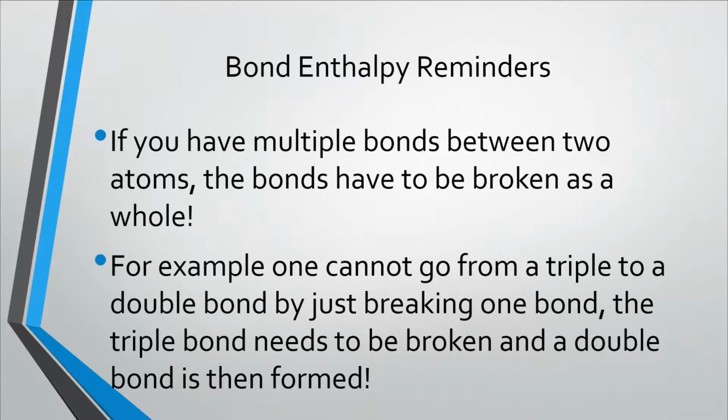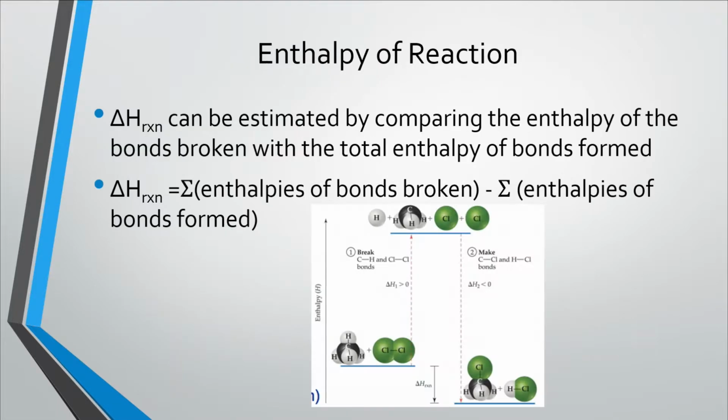If you have multiple bonds between 2 atoms, all of those bonds must be broken as a whole. So let's say I had a triple bond and I'm going to end up with a double bond. I can't just break one bond to make it a double bond. I have to break that whole triple bond, and then I have to form the double bond, because as I increase my number of bonds, the amount of energy I have to put in does not increase linearly. So you have to take that into account. And you can't break single bonds; you have to break all of the bonds as a whole.